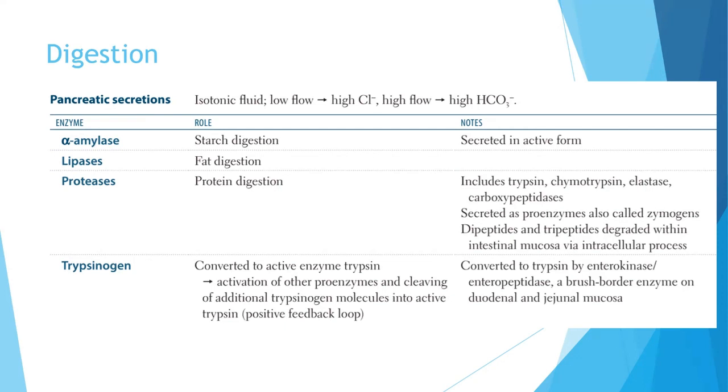And trypsinogen is converted to the active enzyme trypsin, and it is involved in the activation of other enzymes and cleaving of additional trypsinogen molecules into active trypsin, which is a positive feedback loop. And these are converted to trypsin by enterokinase or enteropeptidase. So generally, the question tells you that trypsinogen is converted to an active substance by which of the following enzymes. So that enzyme is enterokinase or enteropeptidase, which is produced from the brush border of the duodenum and the jejunal mucosa.